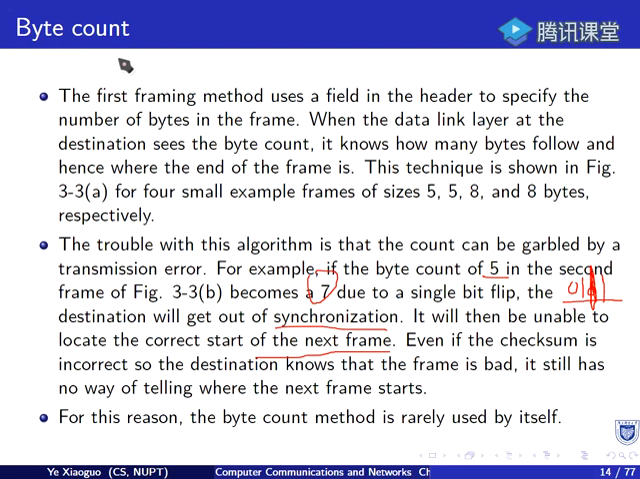So even if the checksum is incorrect and the destination knows that the frame is bad, it still has no way of telling where the next frame starts. For this reason, the byte count method is rarely used by itself. It is not widely used because it has some important shortcomings.